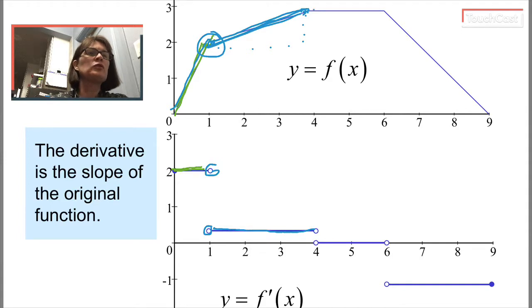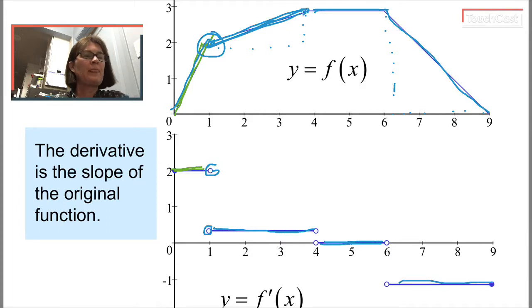Between 4 and 6, that's a slope of 0. So you can see that I've graphed a line segment here with an output, a y, of 0. And then here, I finally have a negative slope. That looks like a fall of 3 and a run of 3, so slope -1.